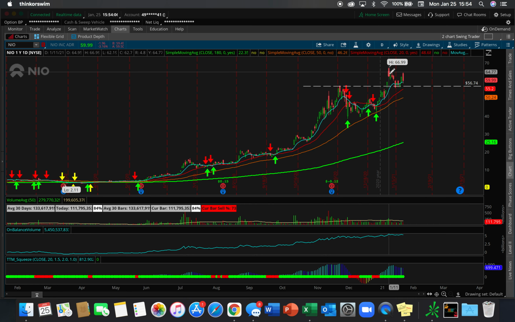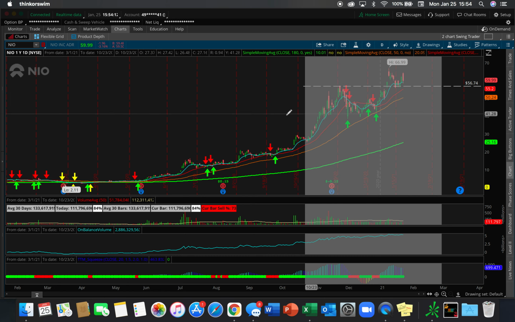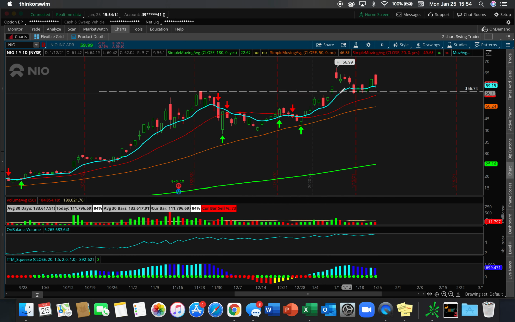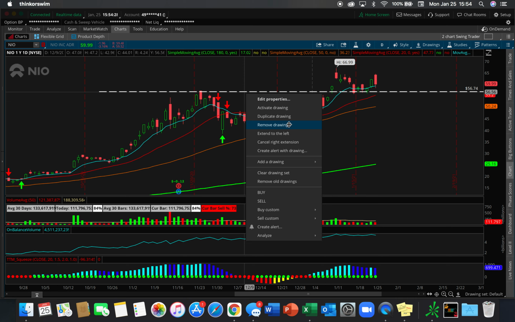It broke through, it came down, and what was once resistance is now support. But as you can see, if I zoom in, look at this line and look at the candlesticks. It actually peaked through the line, right? So as I said, these lines aren't clear cut.